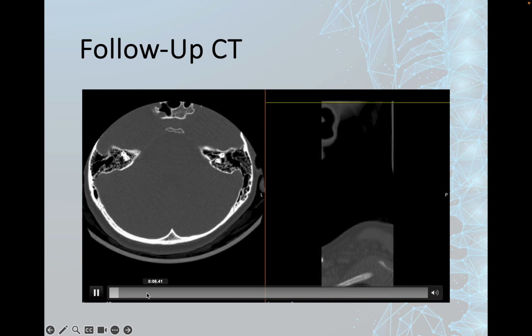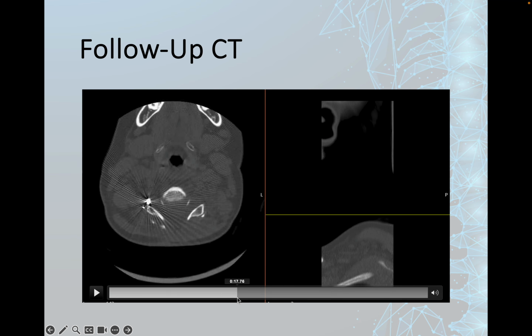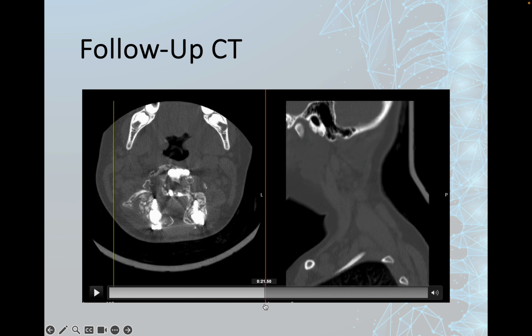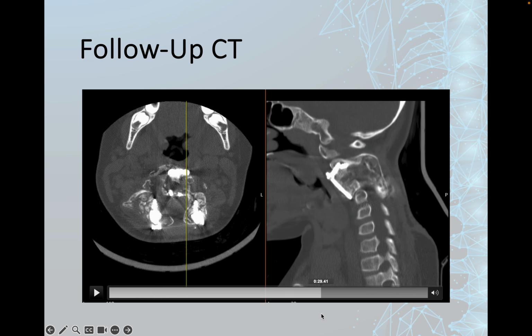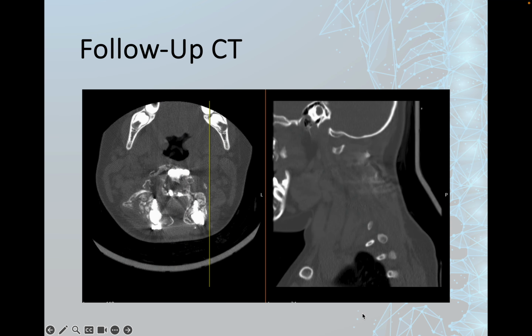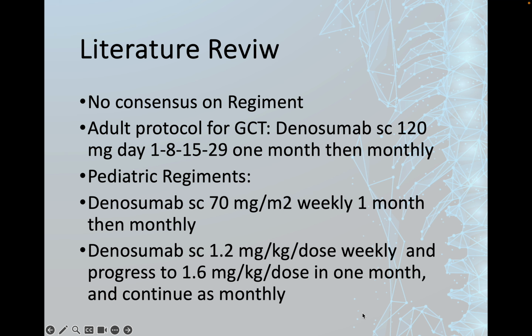Now here's the follow-up CT for our patient that showed decent calcification of the mass and some kyphotic deformity as well that we deem to be acceptable. Now, in terms of literature review, we found no consensus on regimen for the pediatric population. Adult patients usually follow the same protocol as for giant cell tumors, which is 120 milligram as loading for the first month, which is a weekly dose, and then monthly afterwards as maintenance.